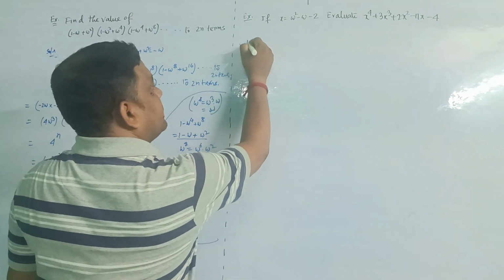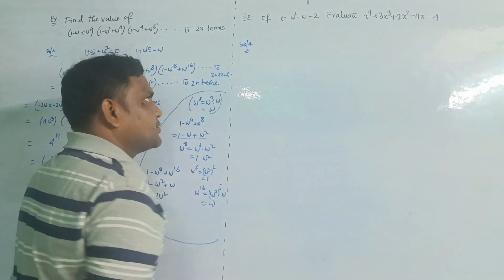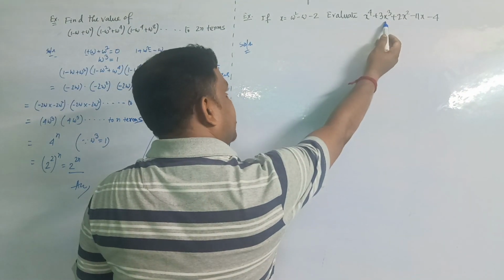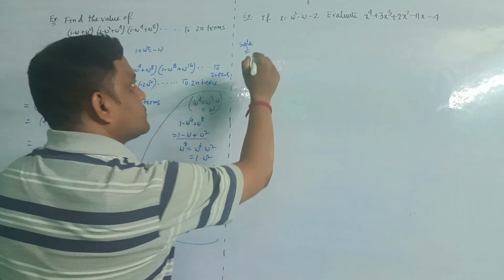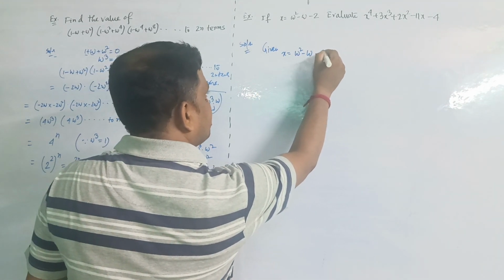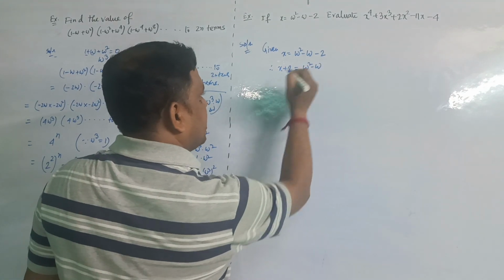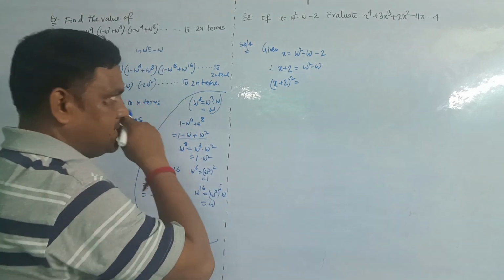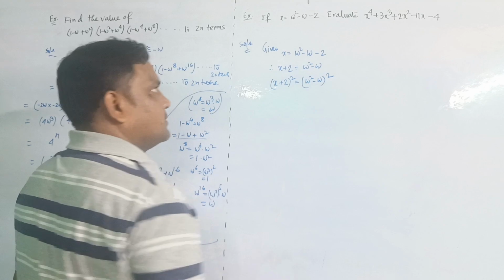Our next example: if x is equal to omega square minus omega minus 2, then evaluate x to the power 4 plus 3x cube plus 2x square minus 11x minus 4. So given x is equal to omega square minus omega minus 2, therefore x plus 2 is equal to omega square minus omega. So x plus 2 whole square is equal to, we can write, omega square minus omega whole square.